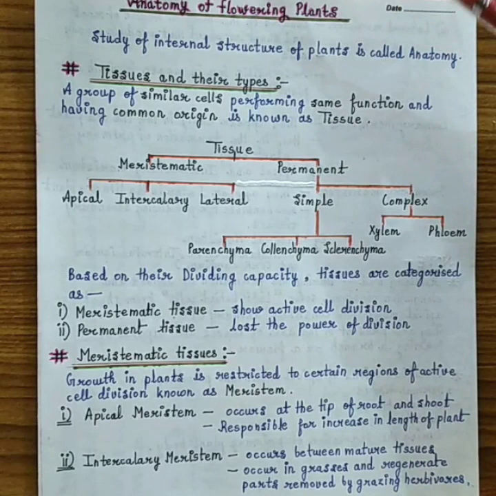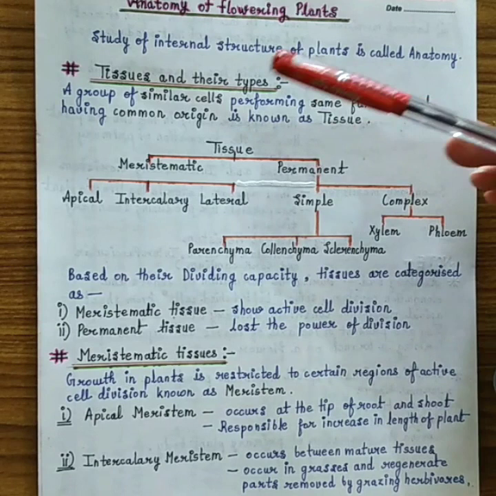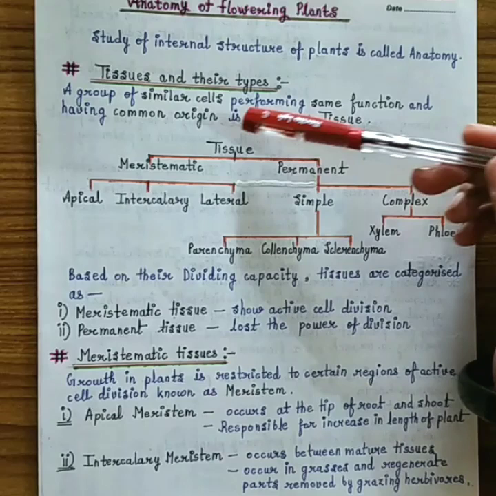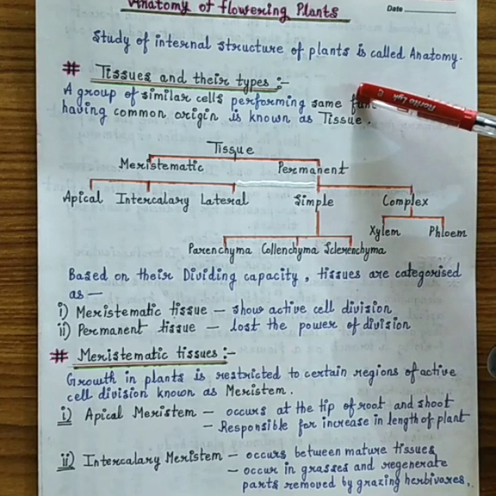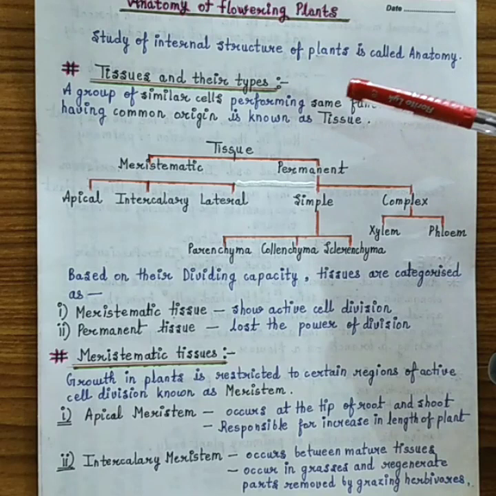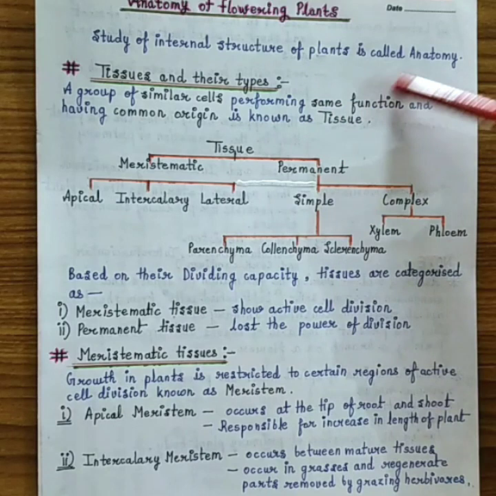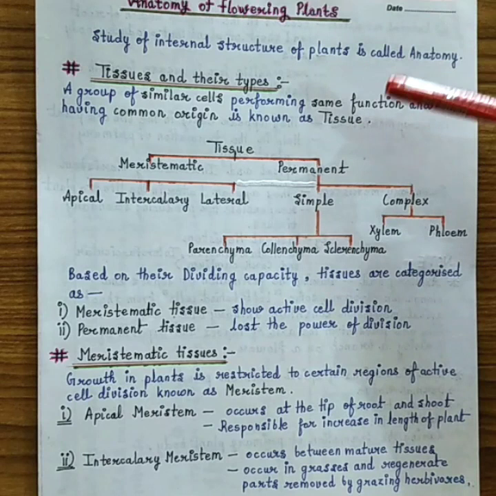Now, we'll talk about tissues and their types. What are tissues? A group of similar cells which perform the same function and have a common origin, we call them tissues. So these three points, that they should be similar, they should be performing the same function, and they should have a common origin or a common source from which they are originating. Then we call them tissues. These three points are the keywords which define tissues: similar cells, same function, and common origin.